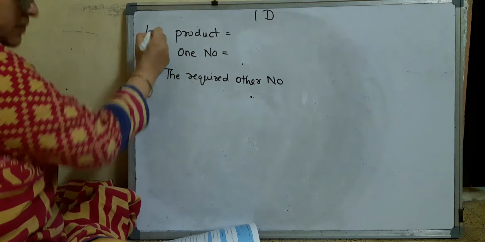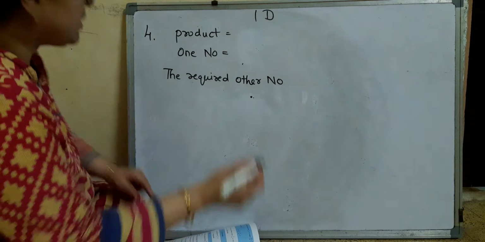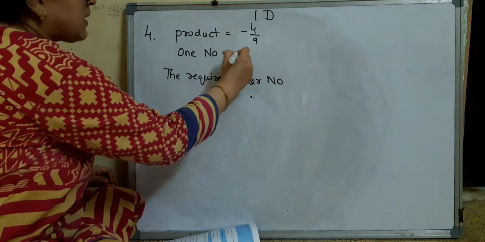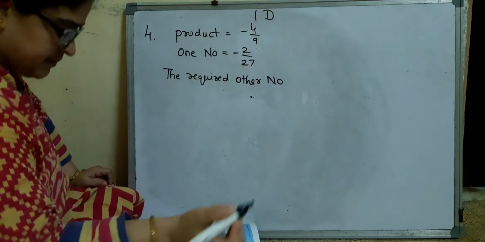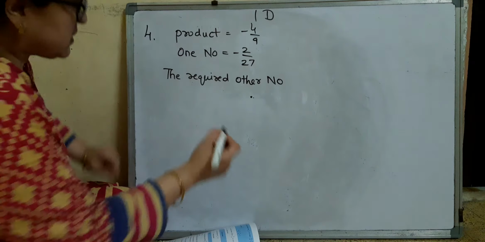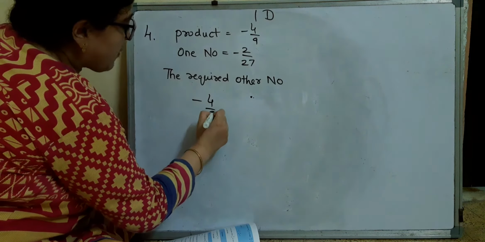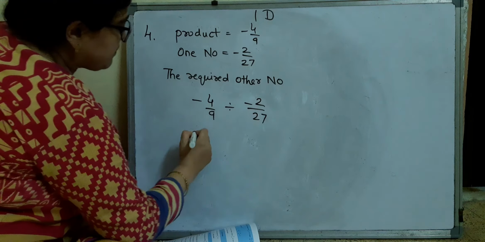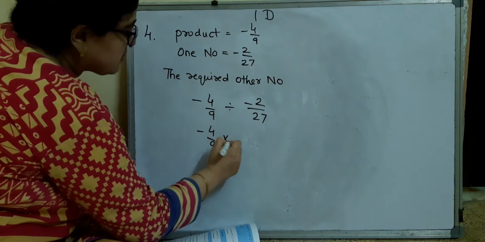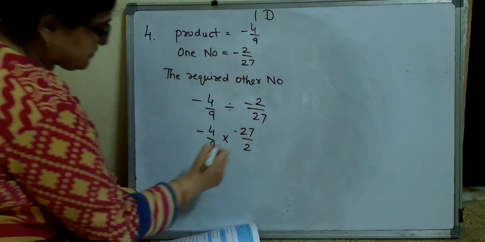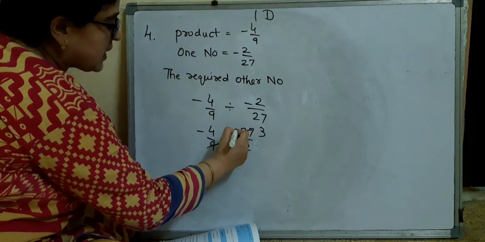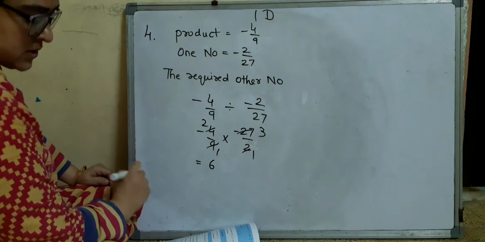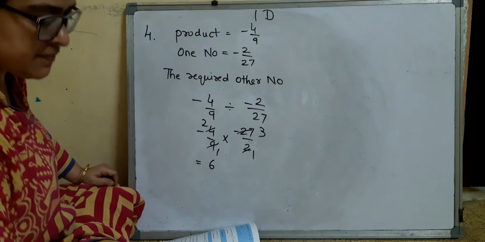Fourth sum: the product of the two numbers is minus 4 upon 9. One number is minus 2 upon 27. Now the required other number is equal to: first write the product, 4 upon 9, divide sign, minus 2 upon 27. So minus 4 upon 9 multiply by 27 upon 2. 9 ones are 9, 9 threes are 27, 2 ones are 2, 2 twos are 4. 2 threes are 6. So 6 is the answer.